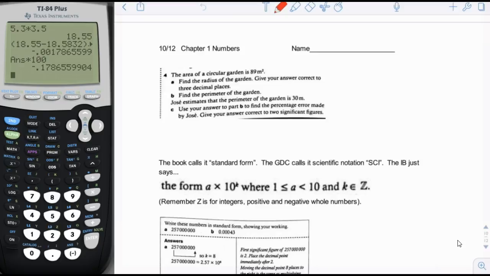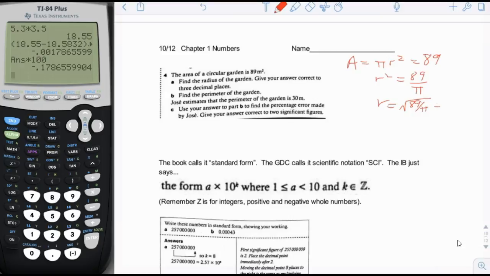Okay, so if the area of the garden is 89 meters squared, then that means pi r squared is 89. We're going to first divide both sides by pi, so I have 89 divided by pi. Then we're going to take the square root of both sides. We'll have r equals the square root of 89 divided by pi, both under the square root sign.